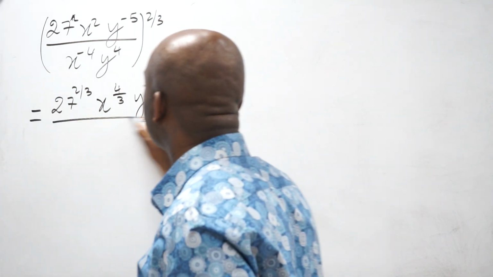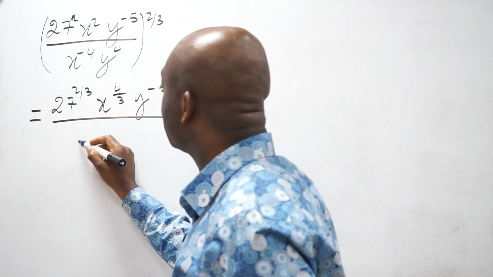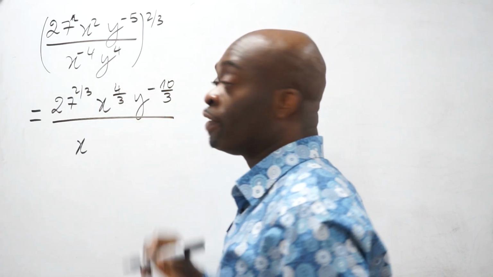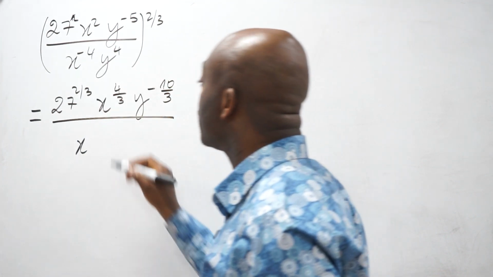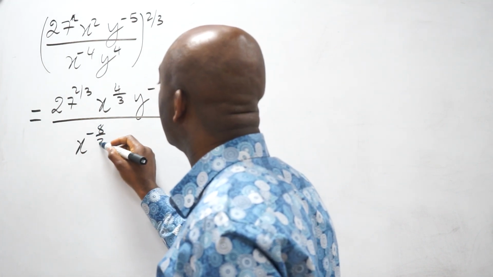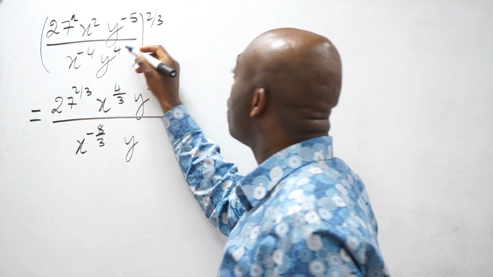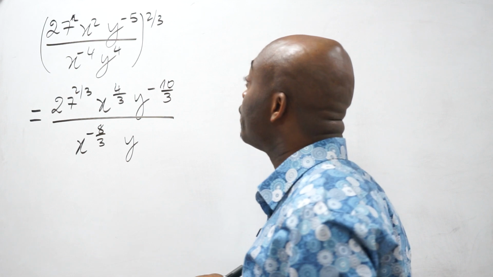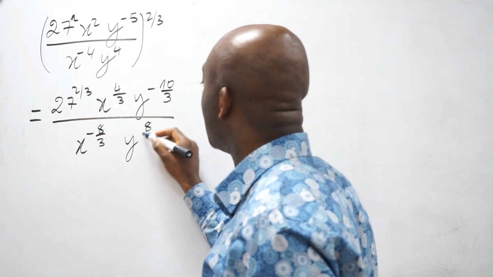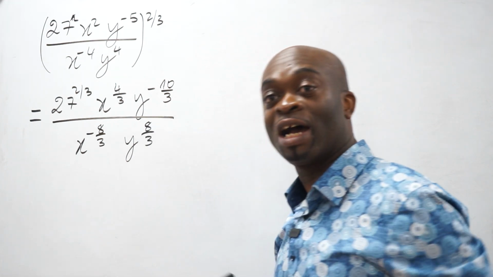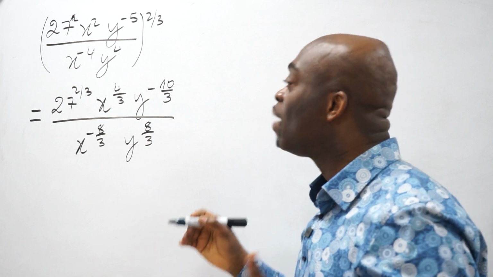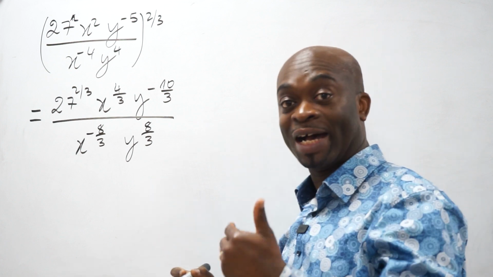Then over here, so we have x. Negative 4 times 2 over 3 is going to give us negative 8 over 3. And then for y, 4 times 2 over 3 is going to give us 8 over 3, positive. See how we simplify the problem? Now we're going to go with log terms and then divide, right?